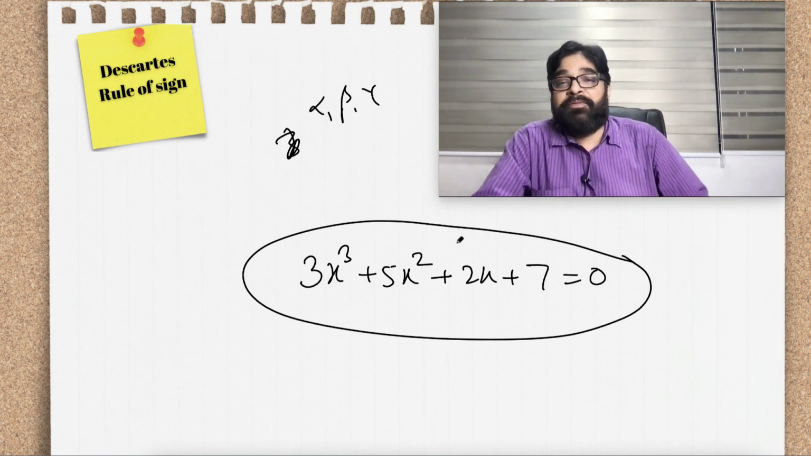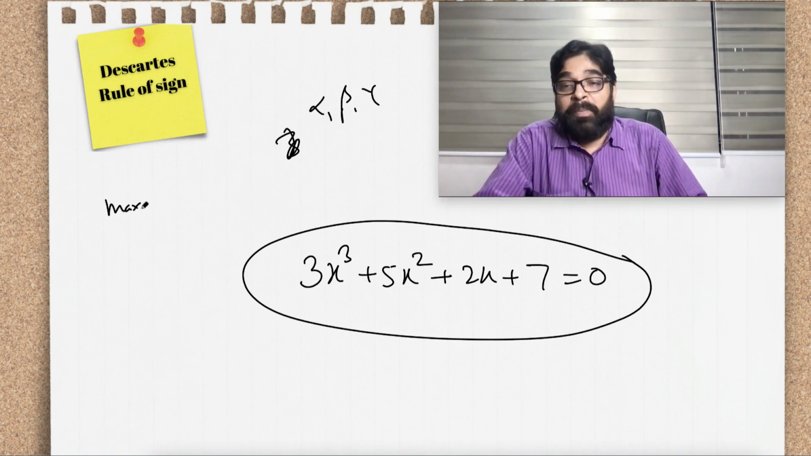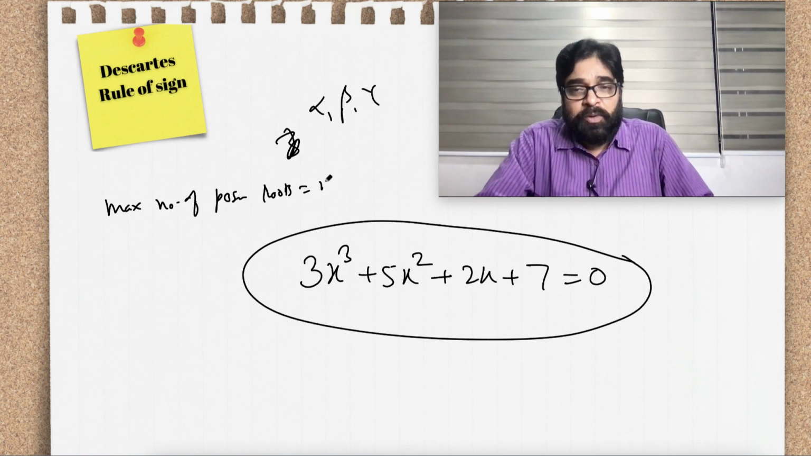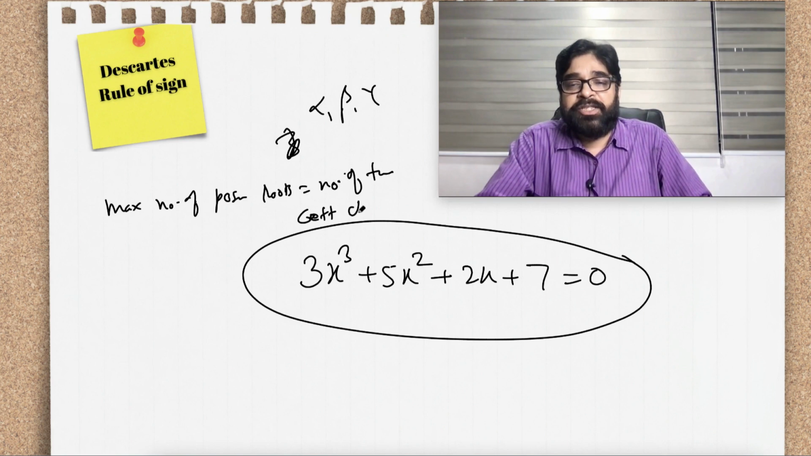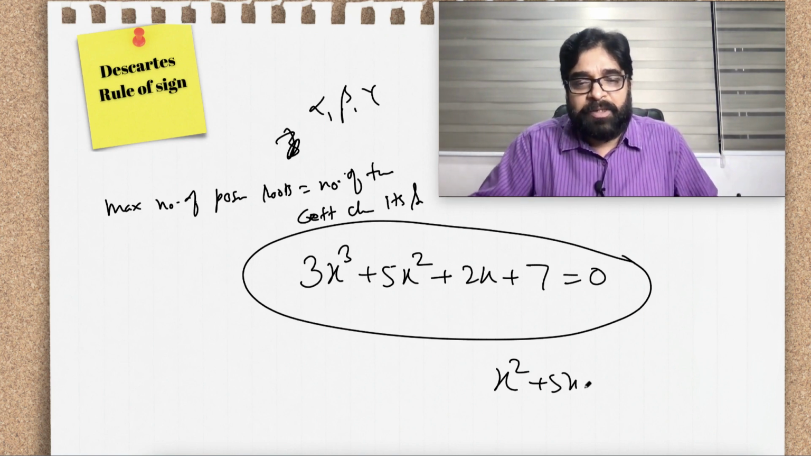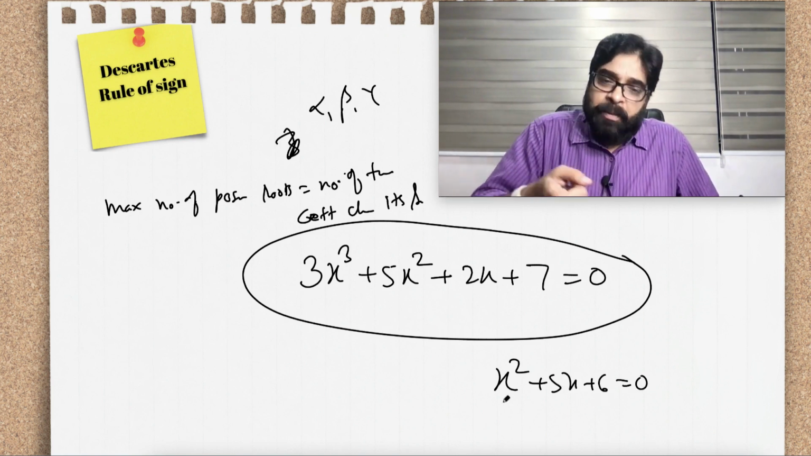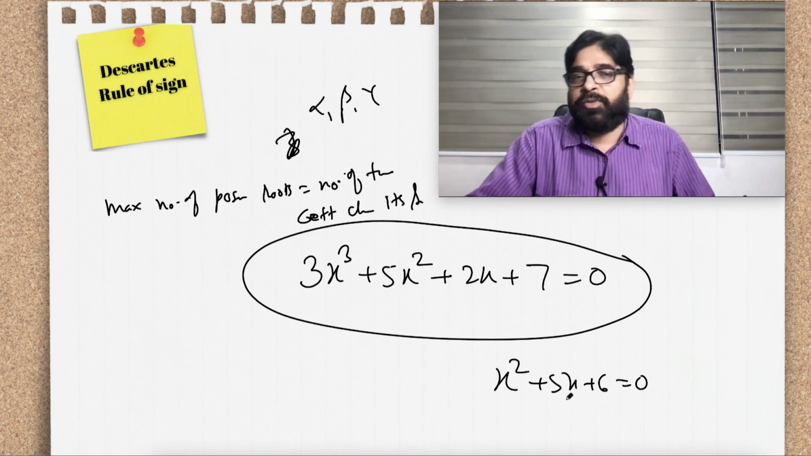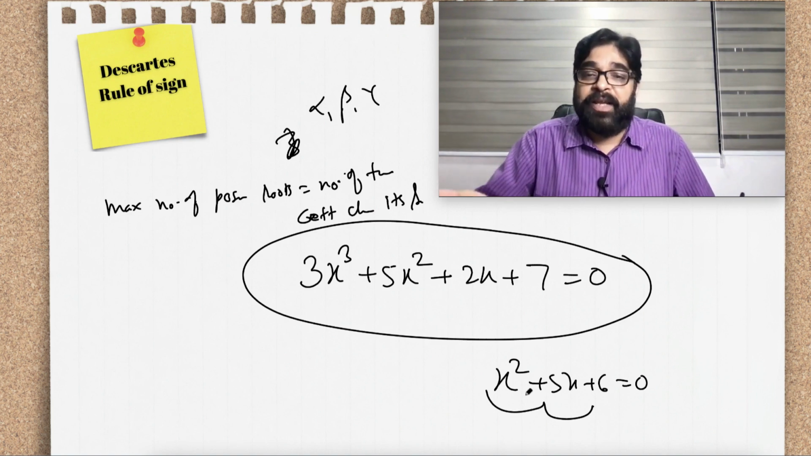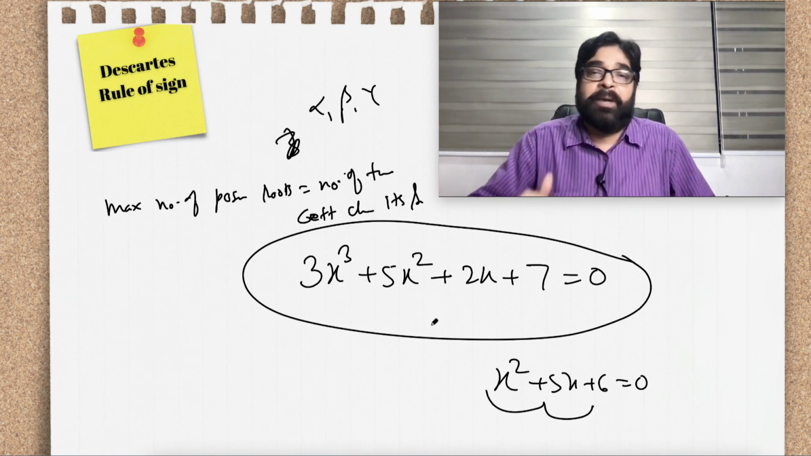How many maximum positive roots? The maximum number of positive roots of any polynomial equation is equal to the number of times the coefficient changes its sign. Just for you to understand, take a known equation, x square plus 5x plus 6 equal to 0. By looking at the equation, I can tell there are no positive roots because the coefficient does not change its sign. In the same way, the condition for negative roots applies, and you can apply that one.